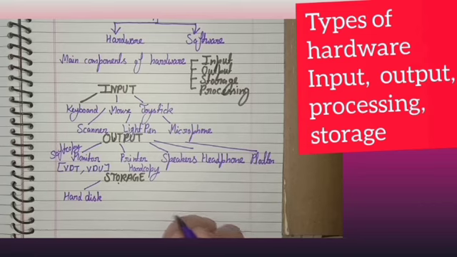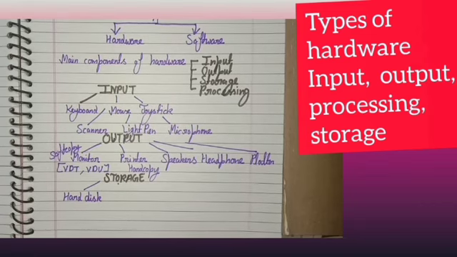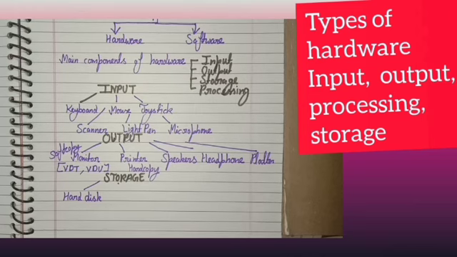Hard disk is the main storage device to store information in a computer. There are two types of hard disk. One is internal, which resides on the motherboard inside the CPU cabinet, and second is external hard disk. Internal hard disk is also known as fixed hard disk, and external hard disk is also known as portable hard disk. Portable means a kind of computing device which we can carry very easily anywhere.